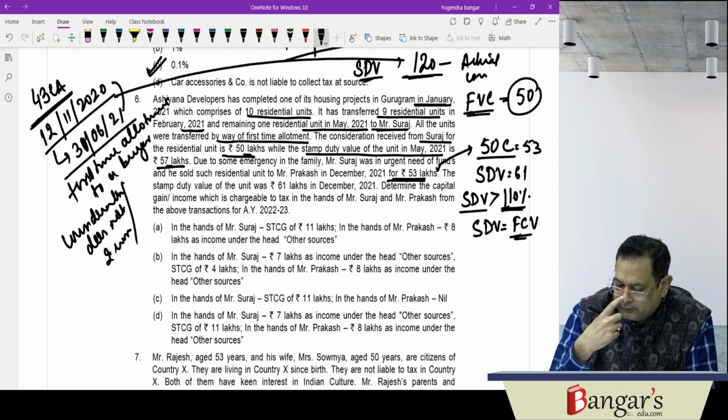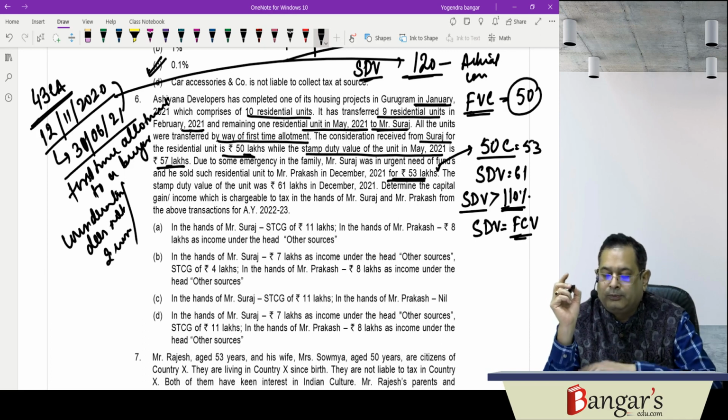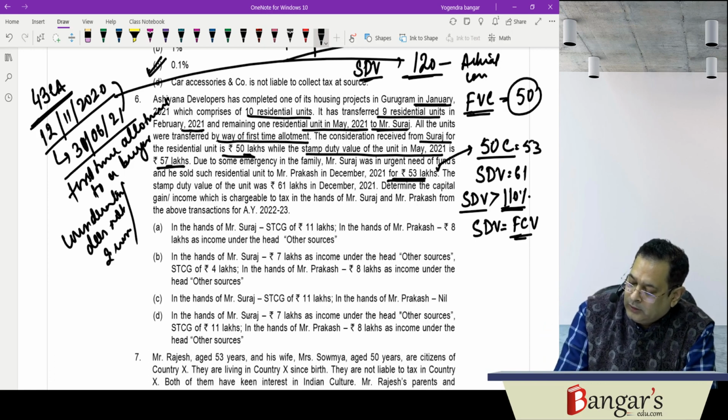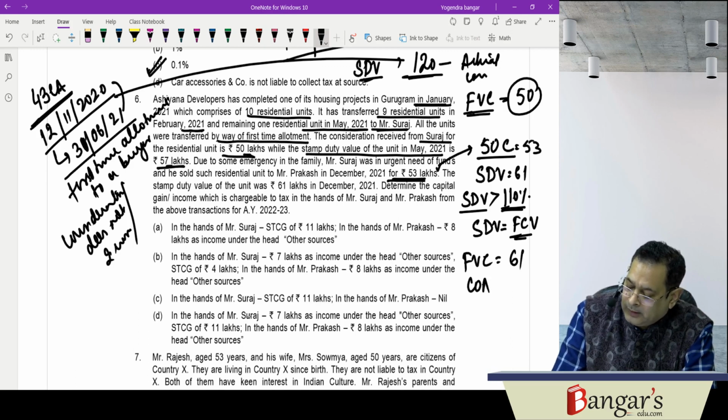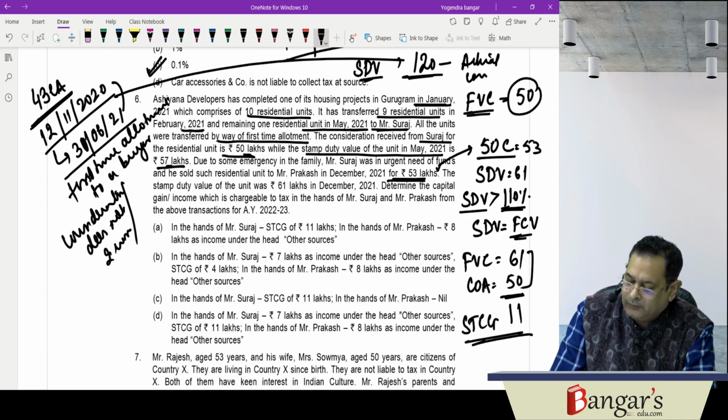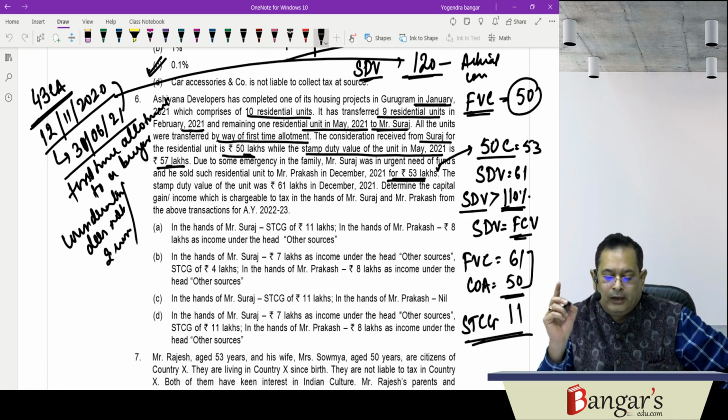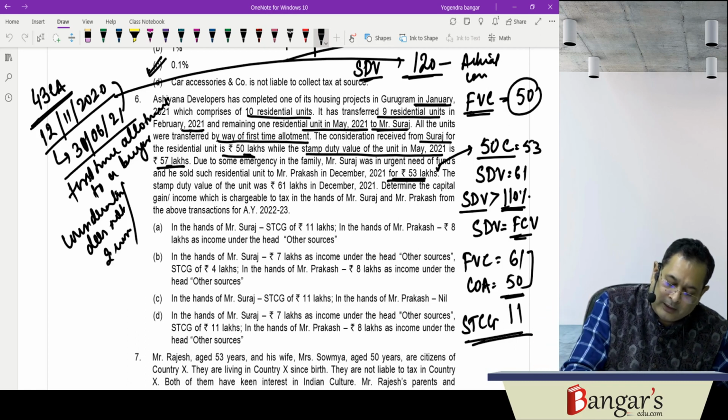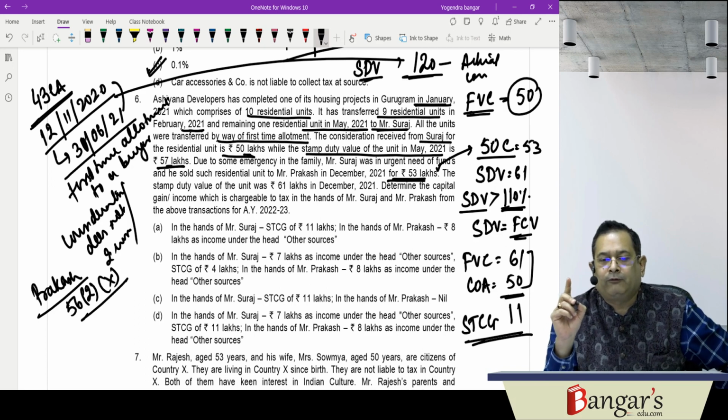Next, they say that he has sold the same. Determine the capital gain or income chargeable to tax in the hands of Mr. Suraj and Prakash. Now in the hands of Suraj, the full value of consideration is 61 lakhs. Cost of acquisition will be 50 lakhs. So it will be short-term capital gain in the hands of Suraj to the tune of 11 lakh. And in the hands of Prakash, as you are aware, the provisions of 56(2)(x) will be applicable, that is, purchase of immovable property for inadequate consideration.